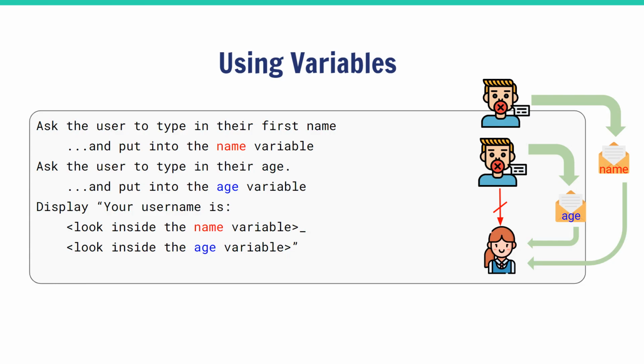So at the end of the day, we see that the three lines of code are all using variables. The first one is going to put information into the name variable. The second one is going to put information into the age variable. And the third line of code is going to look inside both of those variables and construct the username from the information it finds in each of those variables.